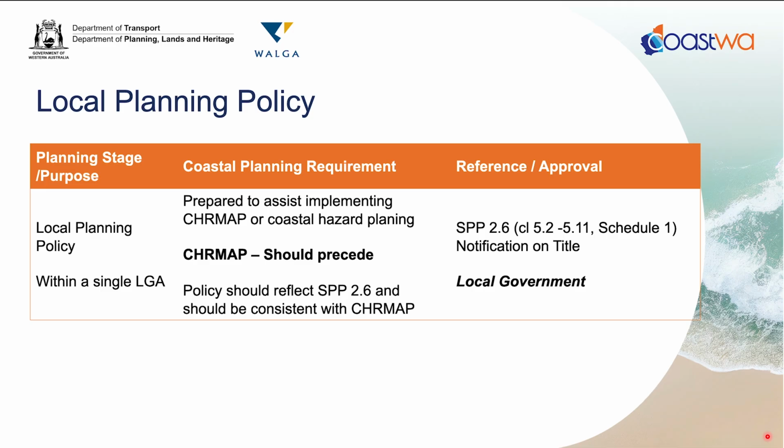And this is where you might see local governments introducing notifications on titles as an idea and pre-warn potential developers or applicants that they may be subject to that provision. And there are a couple of great local planning policies that are reflecting existing CHRMAPs and other coastal plans, and you can find those examples in Joondalup, at Broome and in Port Hedland, and there's a draft one at Murray, which is quite excellent. I'll come back to those ones.